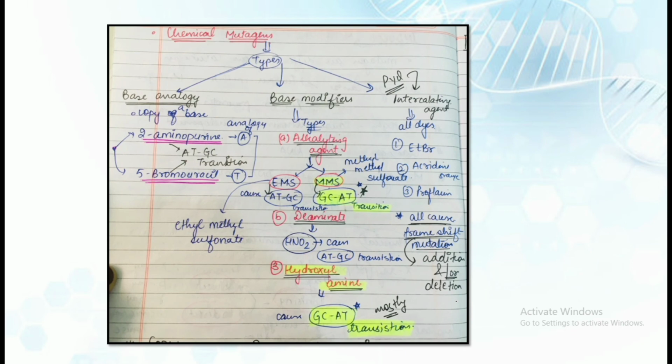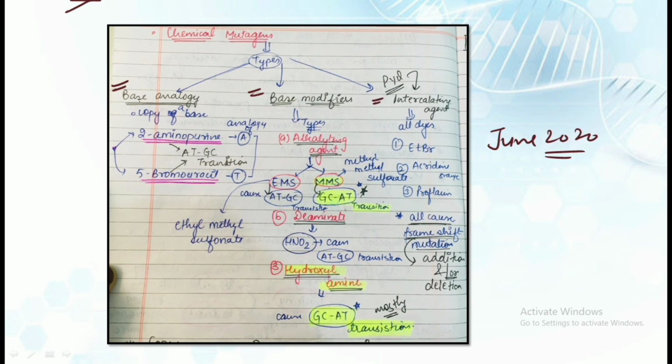So let's talk about the chemical mutagens now. This is one of the most important slides from this lecture, because in June 2020 also one question was framed from this particular area itself. So make sure you have a good grip of this topic. Chemical mutagens, we mainly have three types. The first one are the base analogs, then we have the base modifiers, and the third one are the intercalating agents.